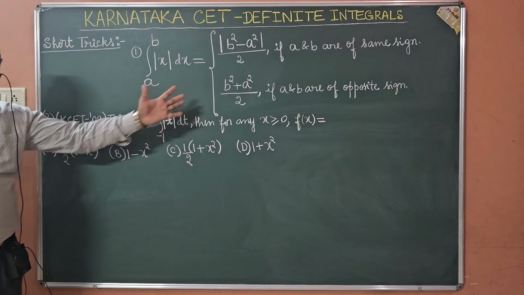That is, this x minus 1 present inside the modulus, we take it as t. If x minus 1 is t, then dx is dt. This is two changes. Therefore, this becomes mod of t, dt. Also, the limits are going to change.